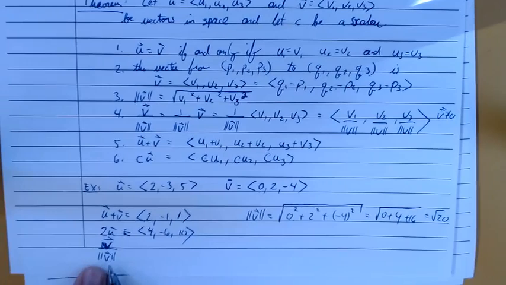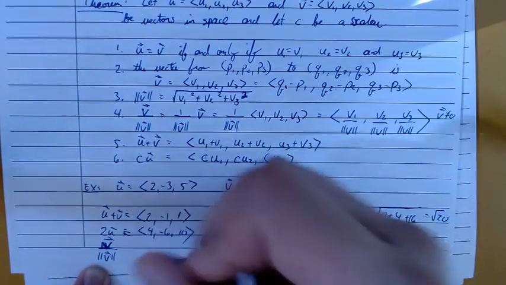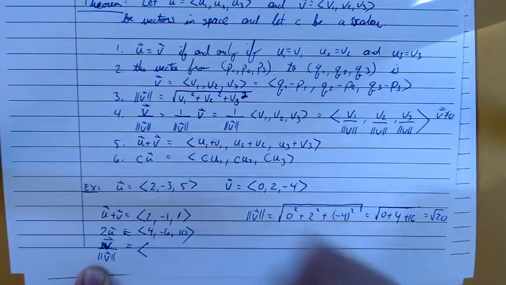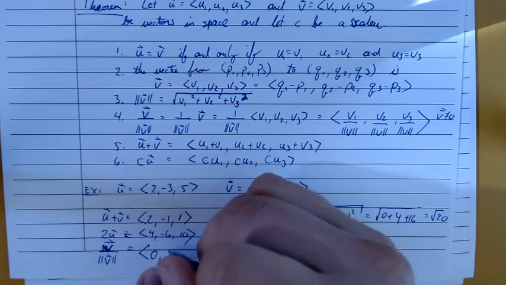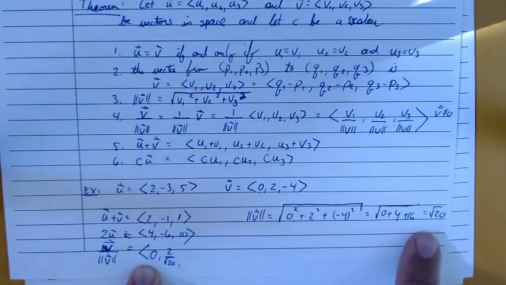So that means that the vector v can be divided by its magnitude. We're simply going to divide each of these components by the magnitude. So that'll be 0 over root 20, which is just 0. We're going to have 2 over root 20. And then we'll have -4 over root 20.